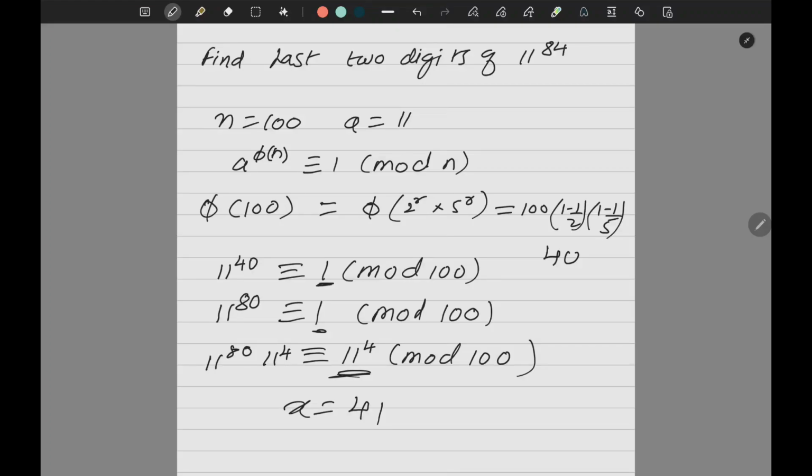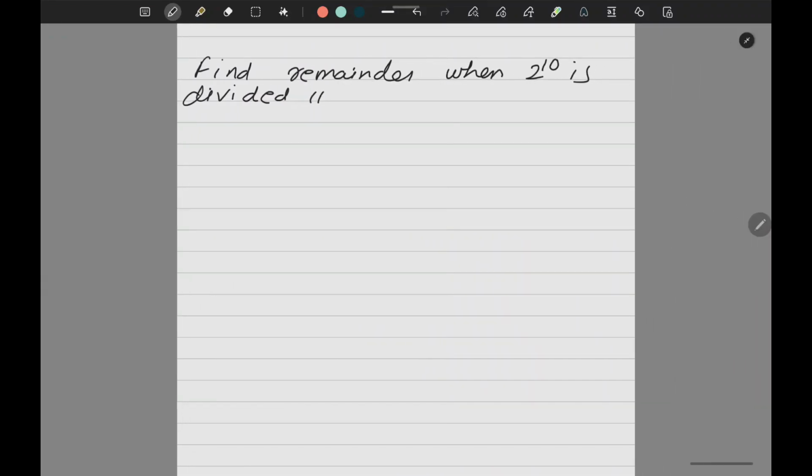Okay. Now let's move to the next question. Find the remainder when 2 to the power 10 is divided by 11. So when I'm saying divided by 11, it means my p value is 11. My a value is 2. Both are co-prime, so I can apply Euler's theorem. So what I need is phi of 11. I have told you in the properties of phi in my video that if n is prime, then phi of n is equal to n minus 1.